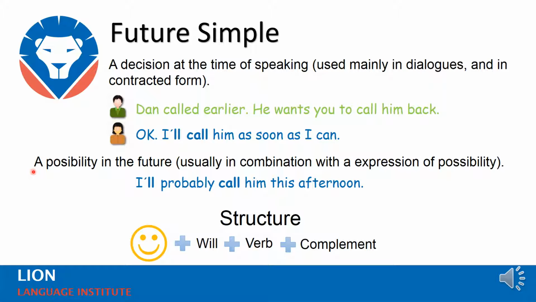We also can use it to talk about a possibility in the future, usually in combination with an expression of possibility. Here we have our example. I'll probably call him this afternoon. We only add the expression of possibility here, probably.